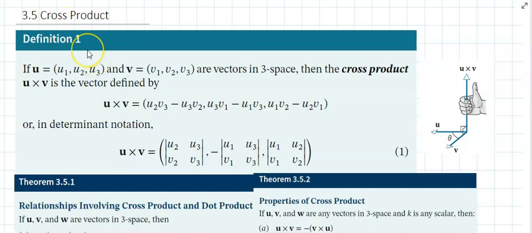Section 3.5 talks about the cross product. Suppose you have two vectors, v1 and v2, and these two are in R3. You want to take the cross product of the two. Now they have a formula for us, but we're going to really cut to the chase. We're not going to work this way. This is how we're going to do this.